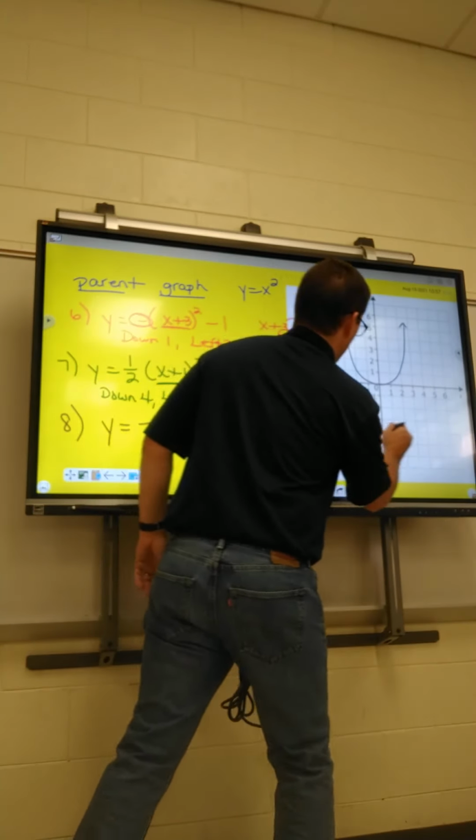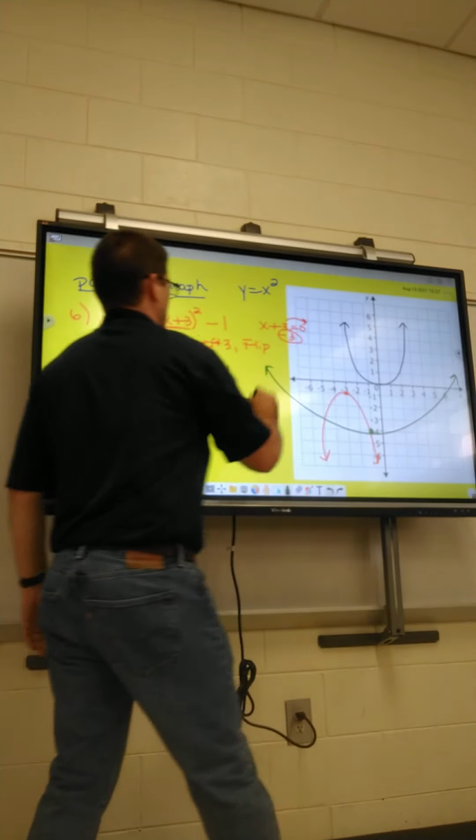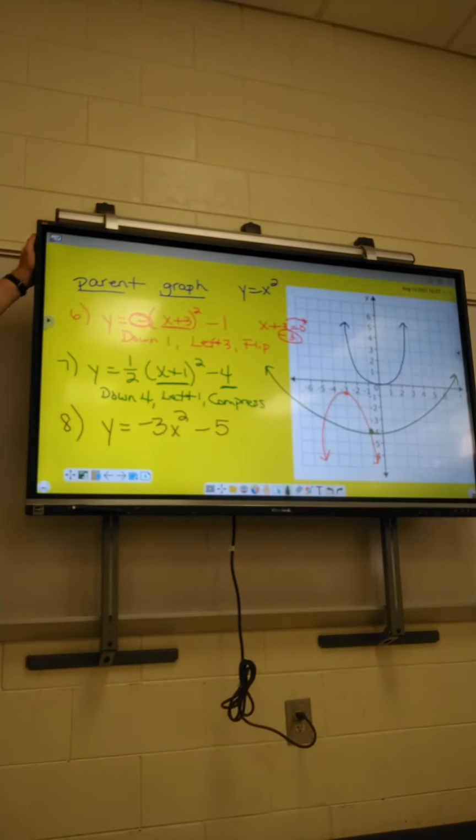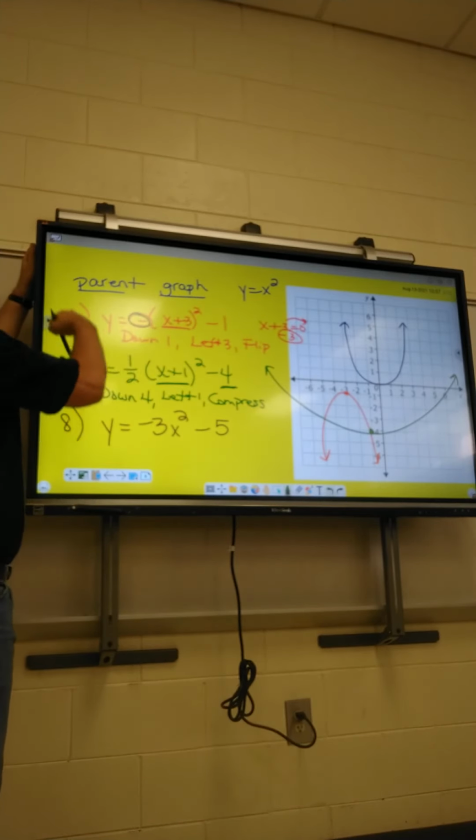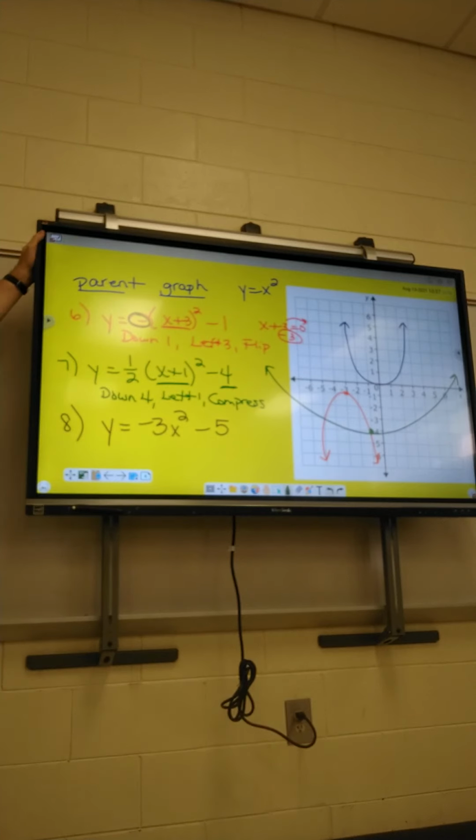And we got to compress it. I got to make it really, really fat. All right, question on that one? Okay, we didn't have to flip it, right? Because the only time you flip it is when you have a negative. I didn't have a negative on this one, so it should be going up. Unless you have a negative, it's always going up.